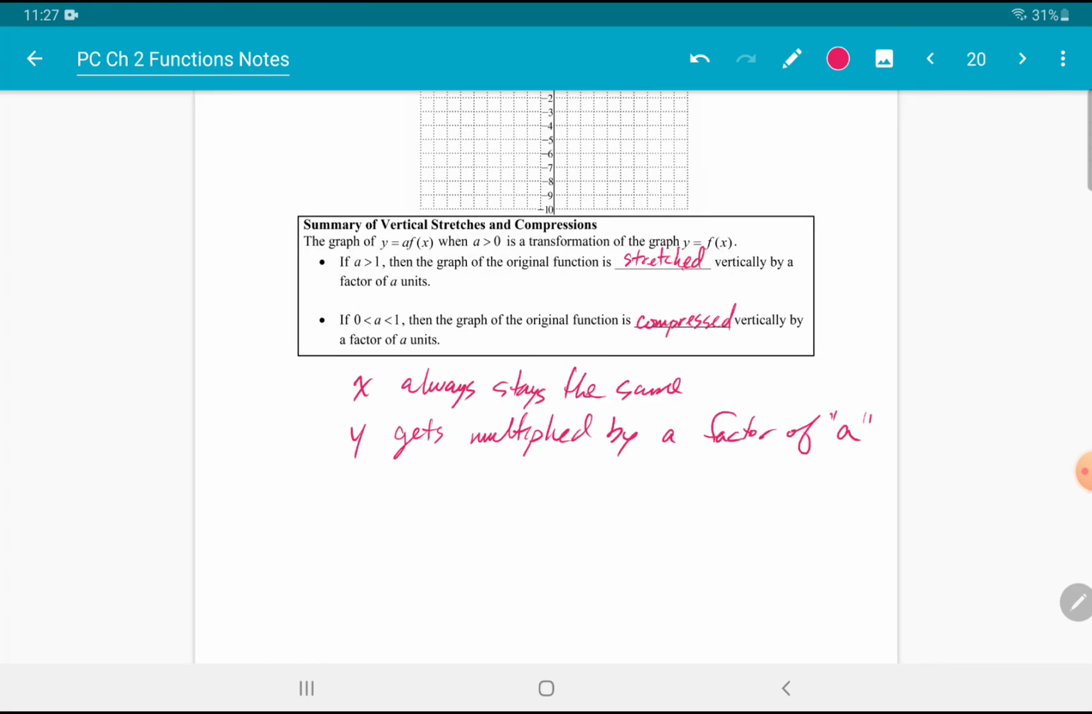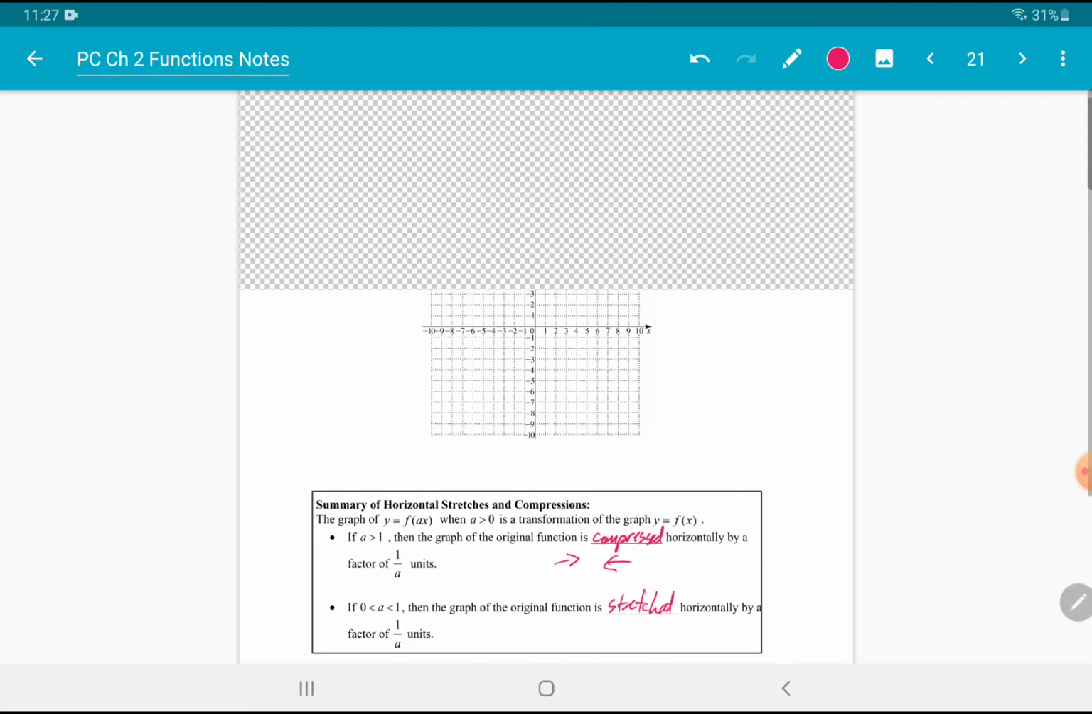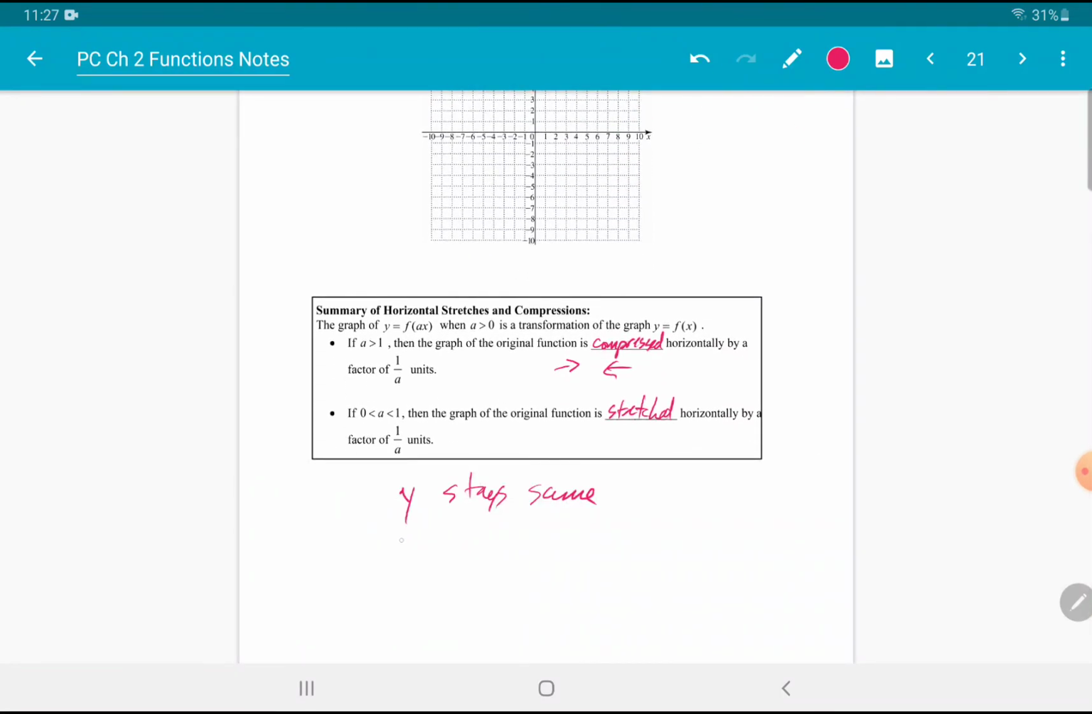Now, unlike our previous stretch and compression, the vertical one, where x stayed the same and y gets multiplied by a factor of a, now with a horizontal stretch, what we're saying is that the y value stays the same. What you're doing is you are directly affecting the x value right there. You can see it's directly affecting the x value. So then this time now, x gets multiplied by a factor of 1 over a.